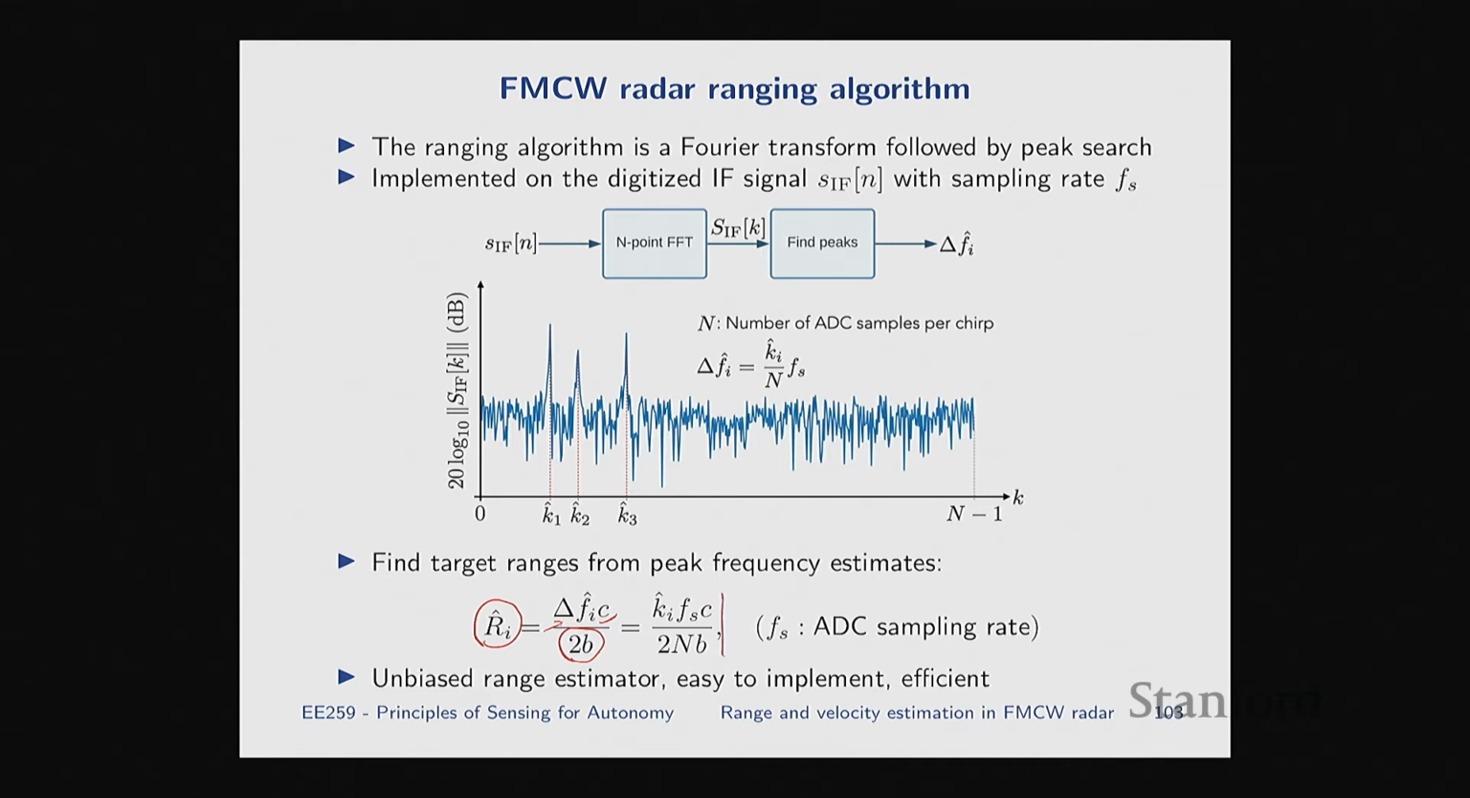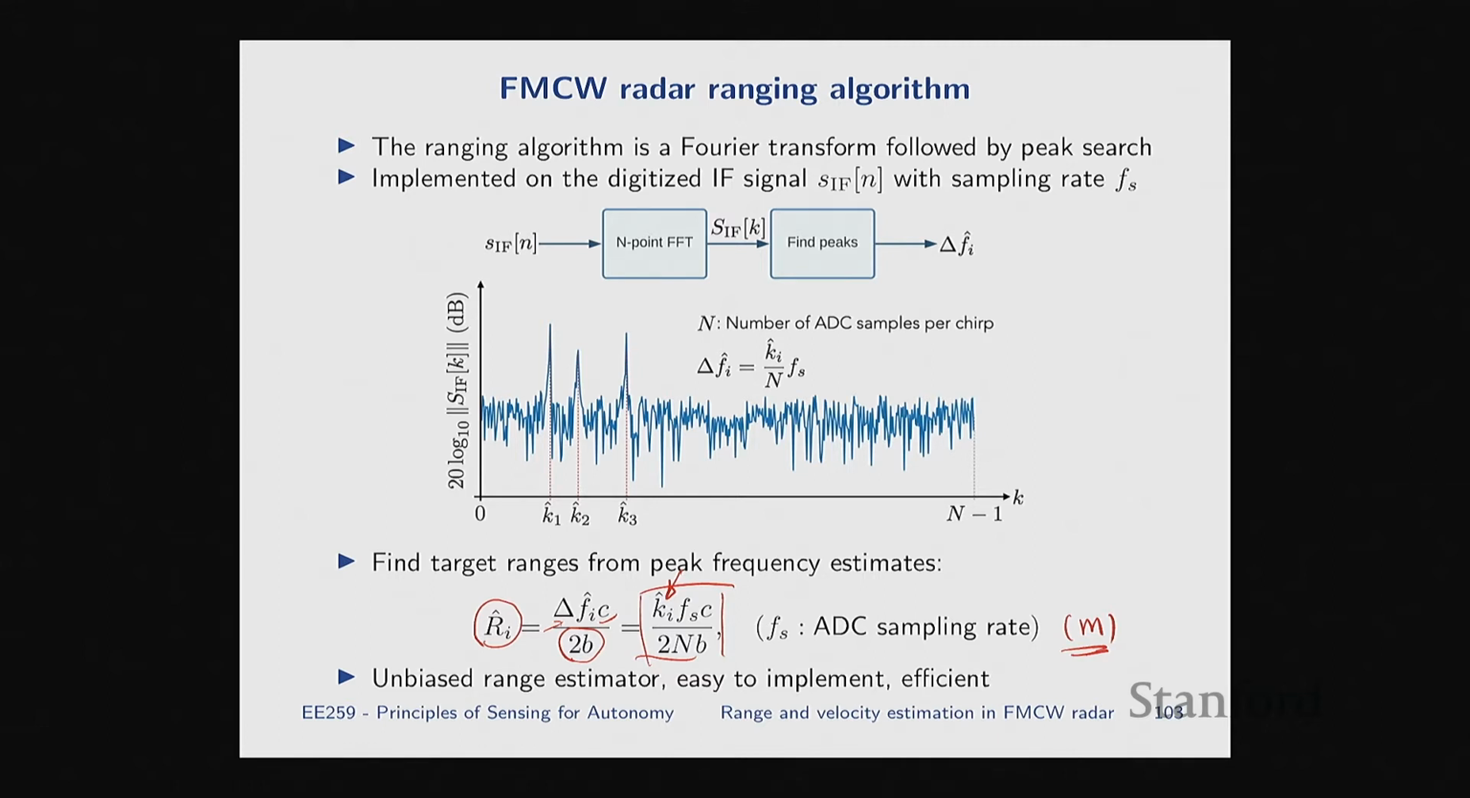So this is it. Basically, k is the index where you see the peak in the FFT, times the sampling rate of the ADC, times the speed of light, divided by 2 times the number of points in your down-converted signal times the slew rate. That gives you range in meters. And you're done. That's how you do ranging. That's our algorithm. It's just a Fourier transform. It's an unbiased estimator. It's very efficient and easy to implement, and it's widely used.